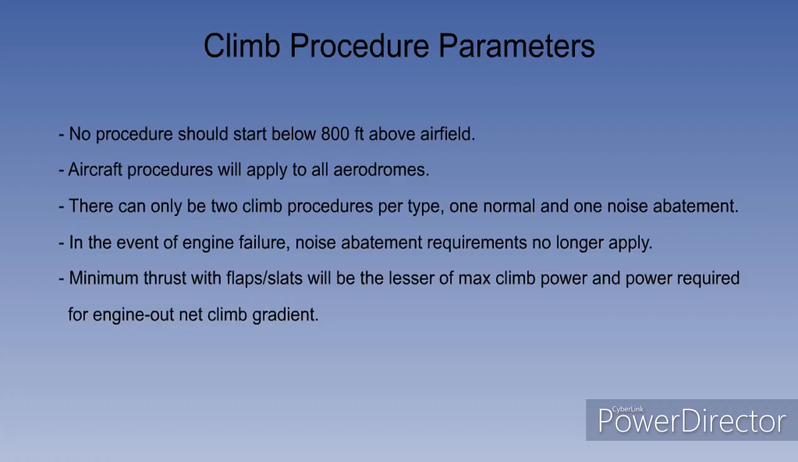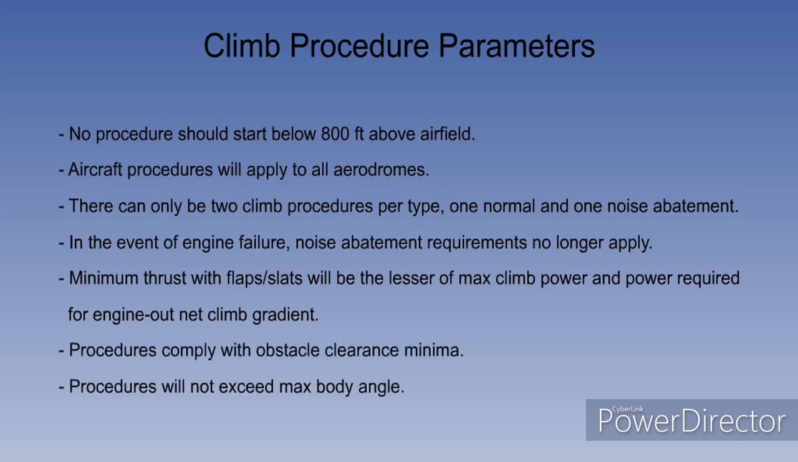For noise abatement, the minimum thrust for the climb, with flaps and slats deployed, will be the lesser of maximum climb power and that required to maintain the engine-out net climb gradient. The thrust levels for various conditions and configurations would be found in the operations manual, and take account of the use, when appropriate, of engine anti-icing, which reduces engine power. All procedures must comply with the normal minimum climb gradient based on the obstacle data, all of which will be available to the operator, but the procedure should not demand a body angle or pitch attitude that exceeds the aircraft's acceptable maximum.